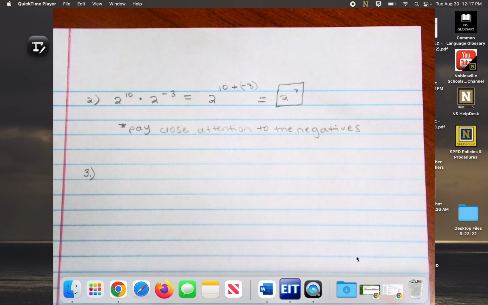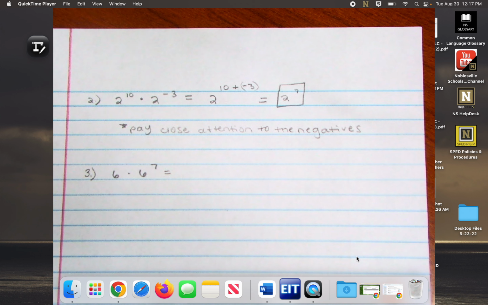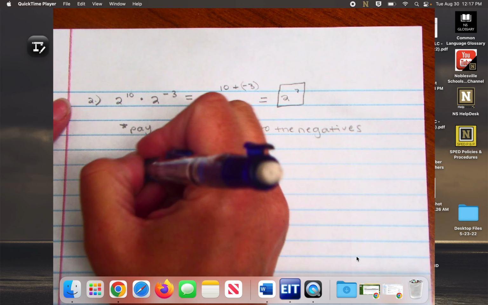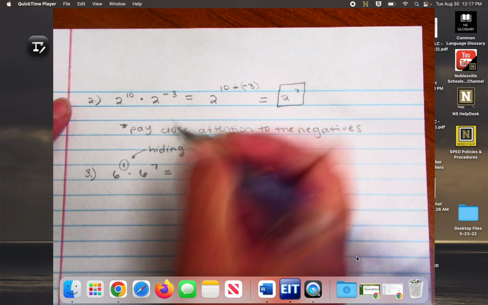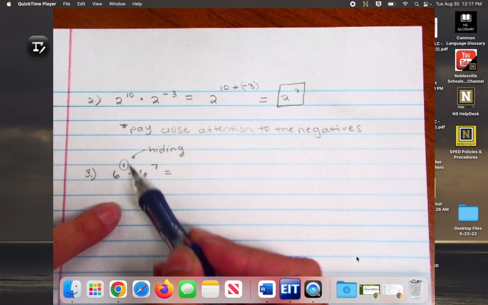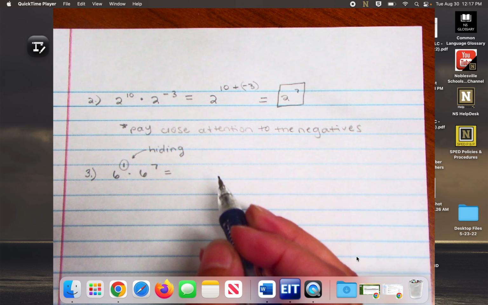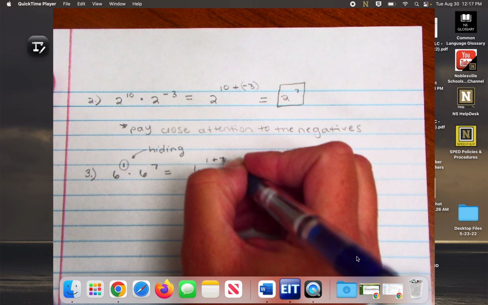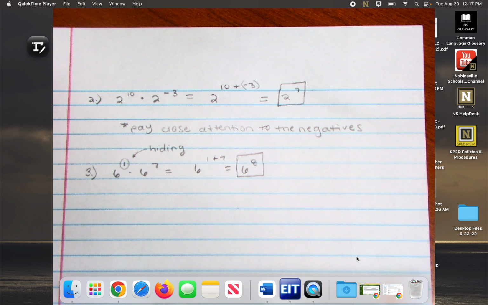Okay, let's do another example. 6 times 6 to the 7th power. This one's tricky because there's something hiding in this problem that we can't see, but we know it's there because I'm telling you. What's hiding, Silas? 6 to the power of 1. Yes. There's a 1 right here that's hiding. Now, obviously, when I'm writing it in here, it doesn't look like it's hiding, but you all know that it wasn't there to begin with. If there's not an exponent there, the 1 is hiding. So this would be like 6 to the 1 plus 7, so my answer would be 6 to the 8th power. Because of that secret 1.